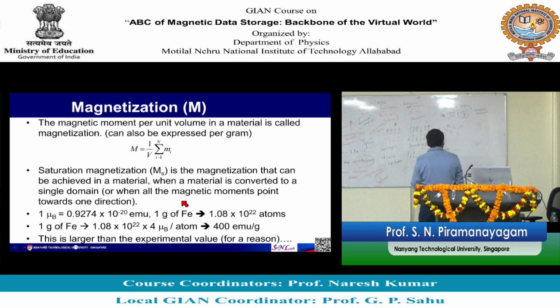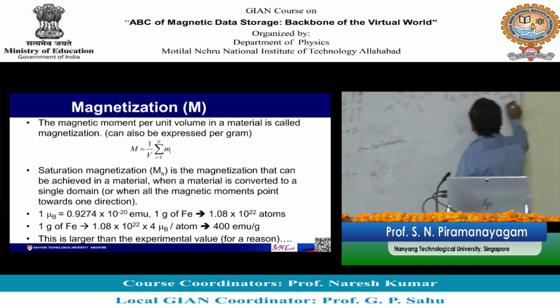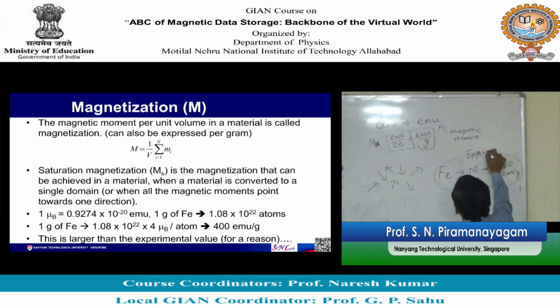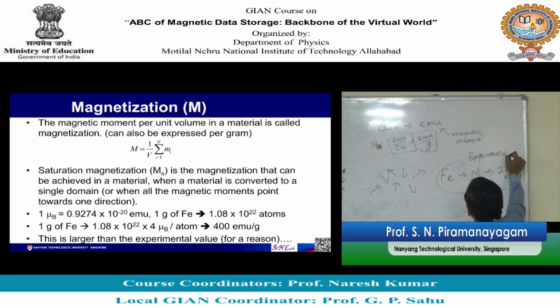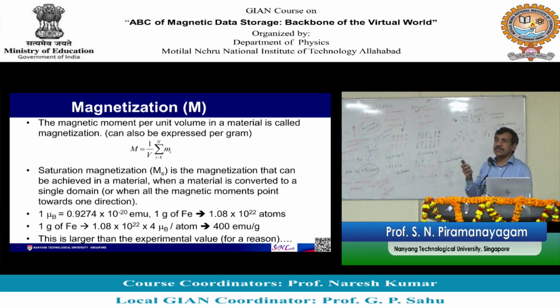Okay. If I give you a piece of iron and I ask you to calculate the magnetization of iron, then you go to the lab, do some measurement, then you will come back with the value of 220 EMU per gram, something like this. Okay. So, this is what we will get experimentally. If I give you a piece of iron and you go and measure the magnetization, you will come back with a value of 220 EMU per gram. Okay. If you come back with that value, I will accept.